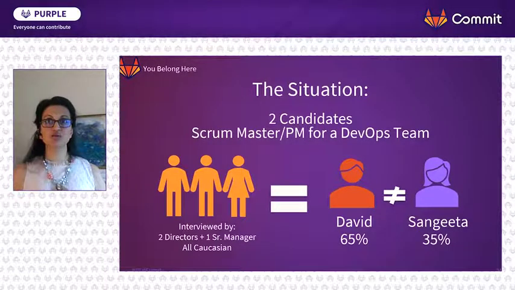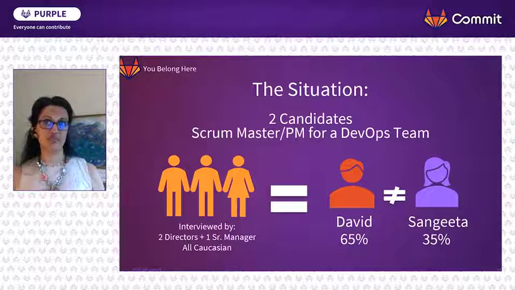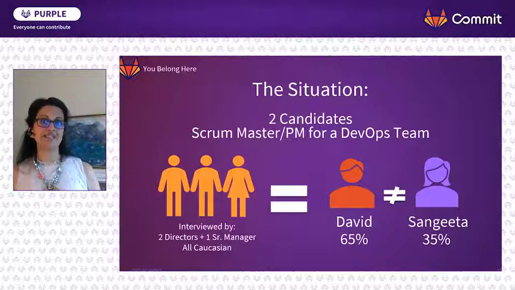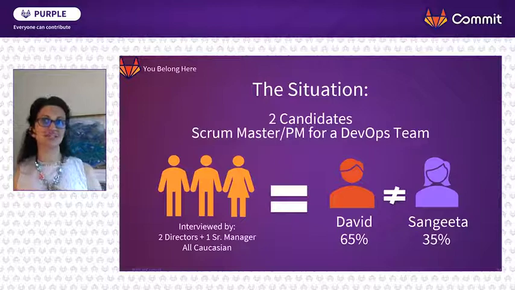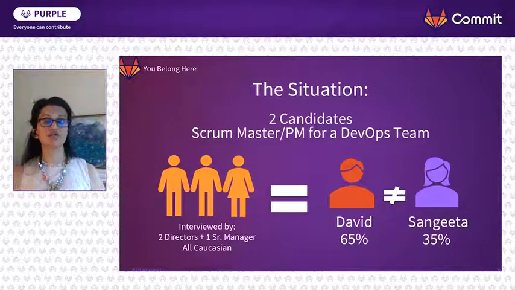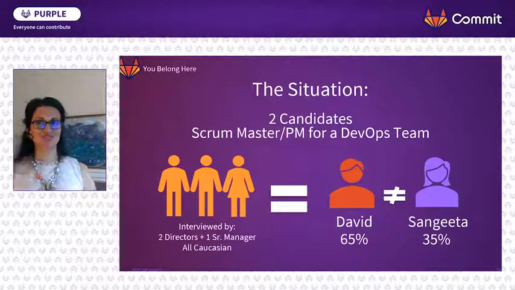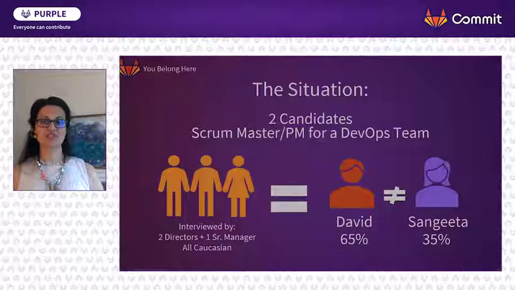The manager had a clear preference for David. When asked, they said that they liked him by roughly 65% and Sangeeta by 35%. So they asked me to run the final interviews with both candidates, because at that time I was overseeing our Scrum Masters training and development.